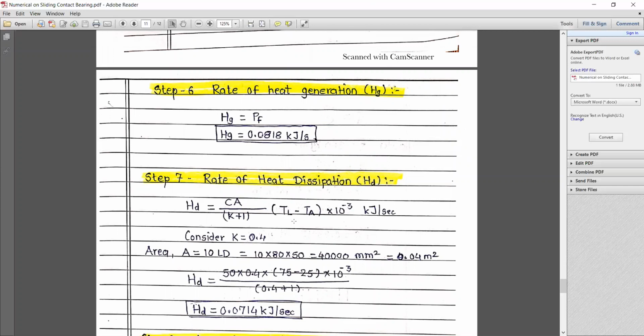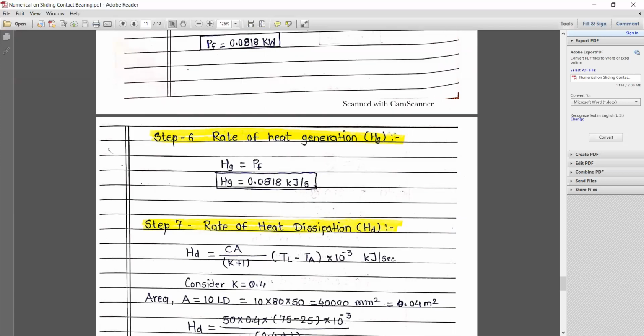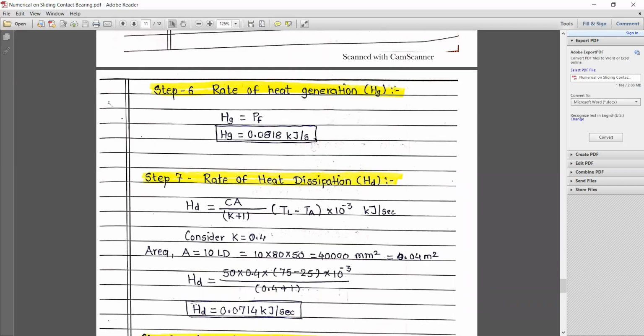So whatever the heat generated, Hg is equal to the heat generated due to the friction. So it is directly comparable, and we have converted the value of kilowatt into kilojoule per second. That is, Hg is equal to 0.0818 kilojoule per second.